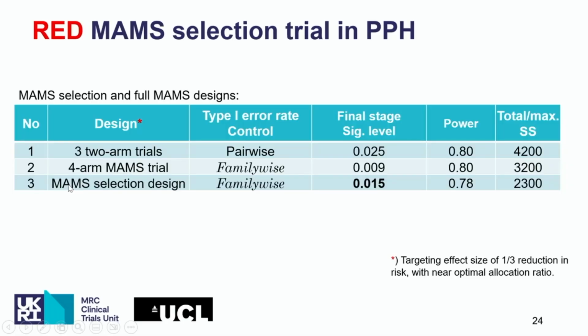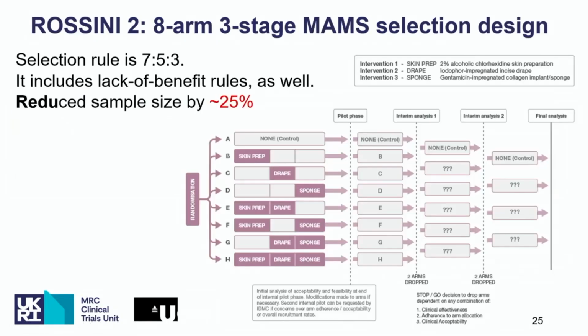If we run this as a MAMS selection design, we control the family-wise error rate. Look at the reduction in sample size now. And the significance level would be 0.015, and that is because you are accounting for that selection. So you claim efficacy if the observed p-value is less than that critical value.